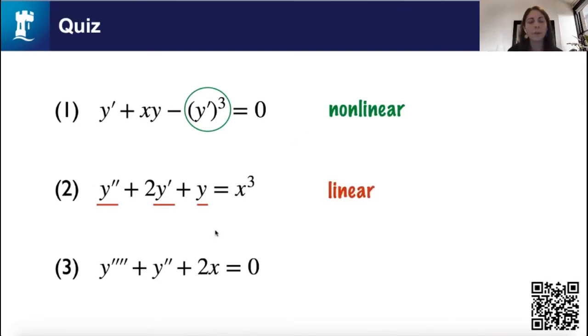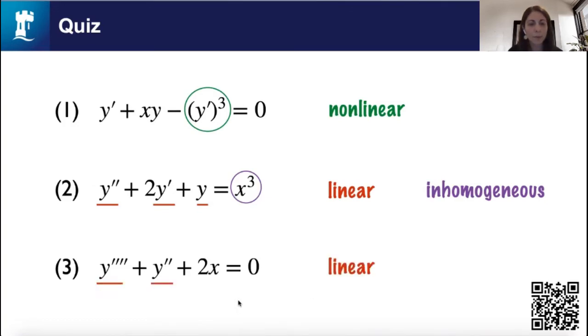For the second ordinary differential equation, we can see that this is linear because the unknown function and its derivatives appear to be raised to the power of 1. And then we have a non-zero right-hand side that depends on x only. So it's an inhomogeneous linear ODE.